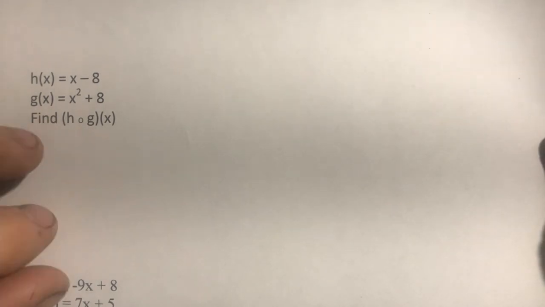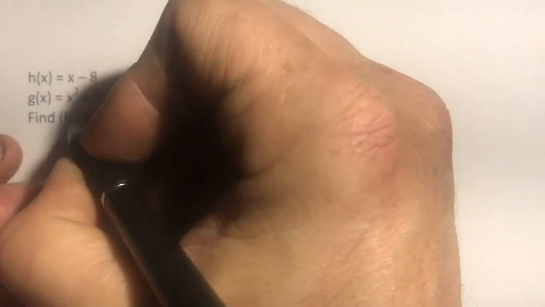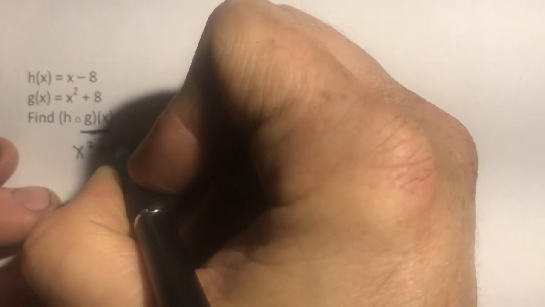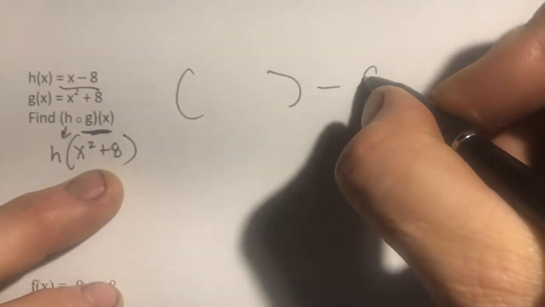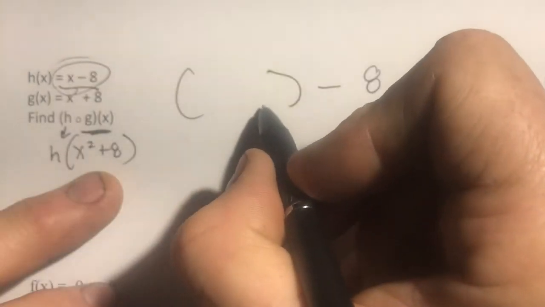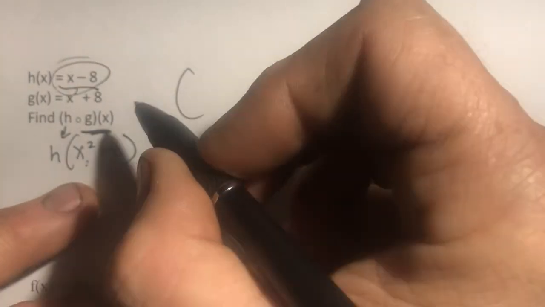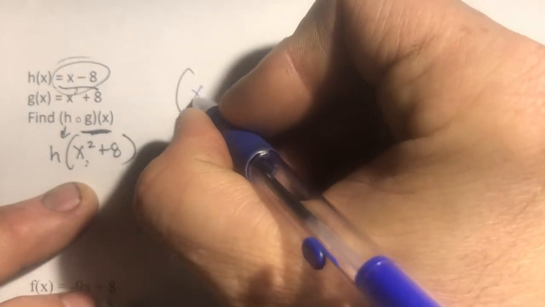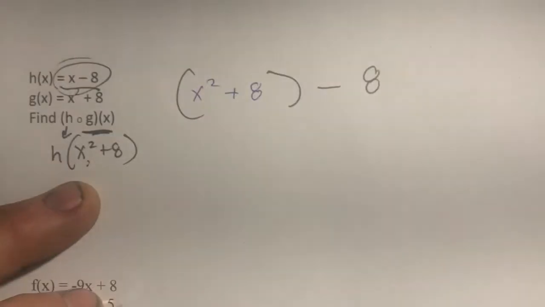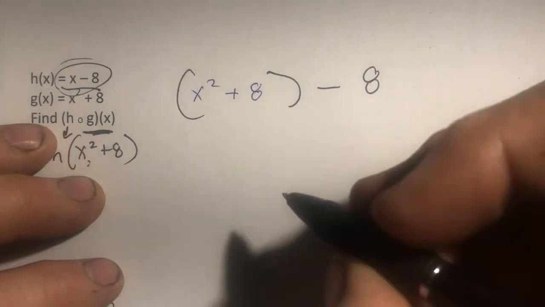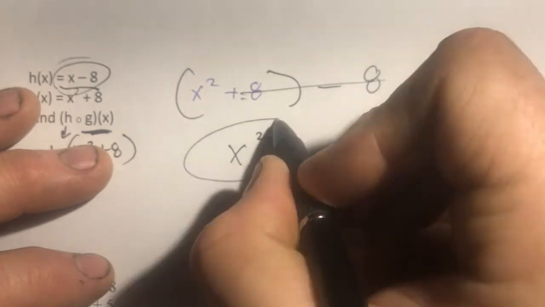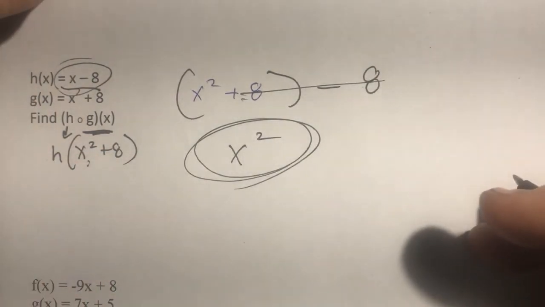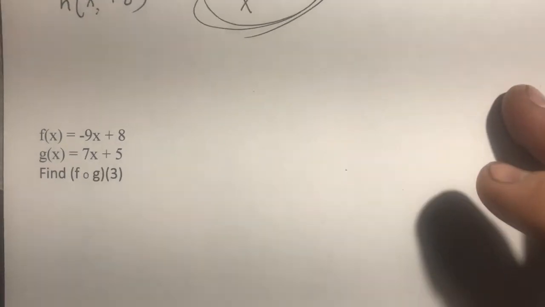We're doing h of g of x. So right here, g of x is x squared plus 8. I got to do h of that. So here's my h function, x minus 8. See there? There's my h function, x. And right there where x is, this goes in. So I'm going to put x squared plus 8 in for the x. So it looks like 8 minus 8 cancels out. That's just x squared. How about that? That was easy.